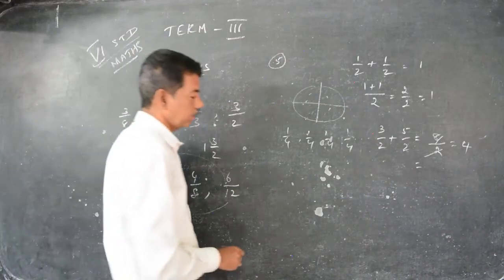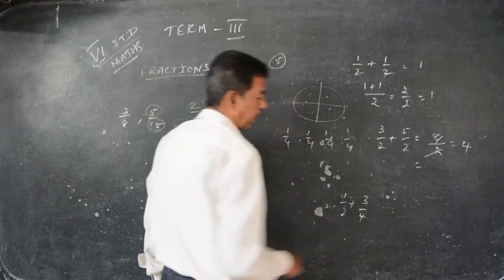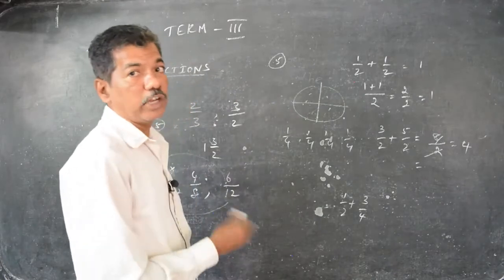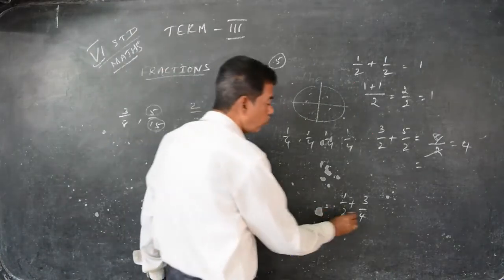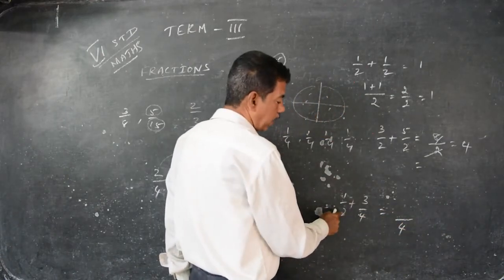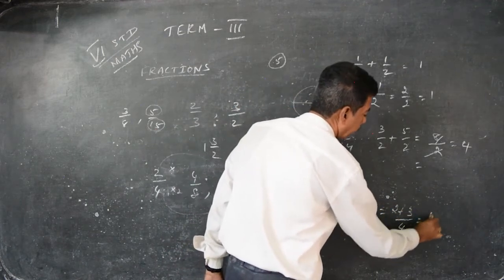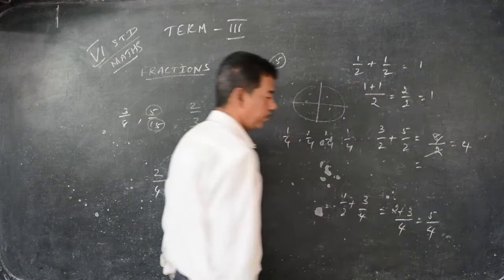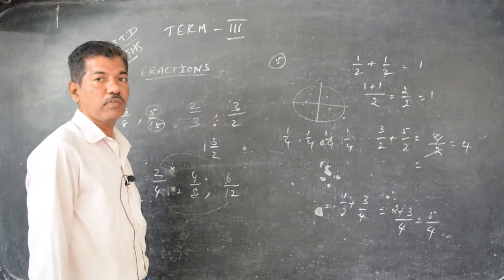Suppose the denominators are different. Okay, 1 by 2 plus 3 by 4 they say. Okay, the denominator is different, now we have to take the LCM. The LCM of 2 and 4 is 4. Multiply this one by 2 and multiply that one by 2. 2 plus 3 equals 5 by 4. 5 by 4. Can you follow that?